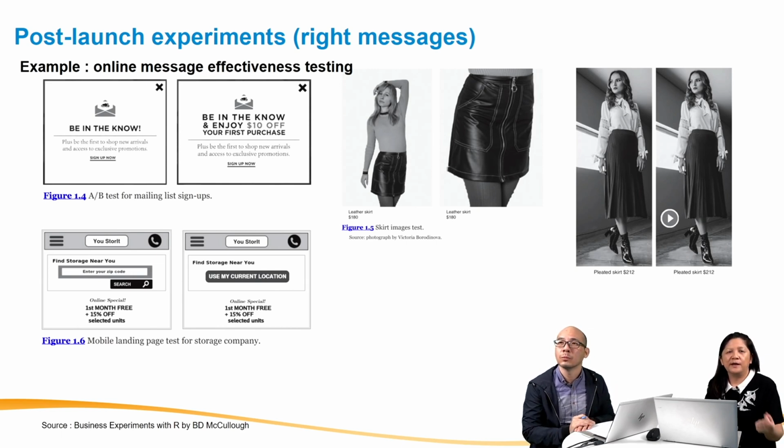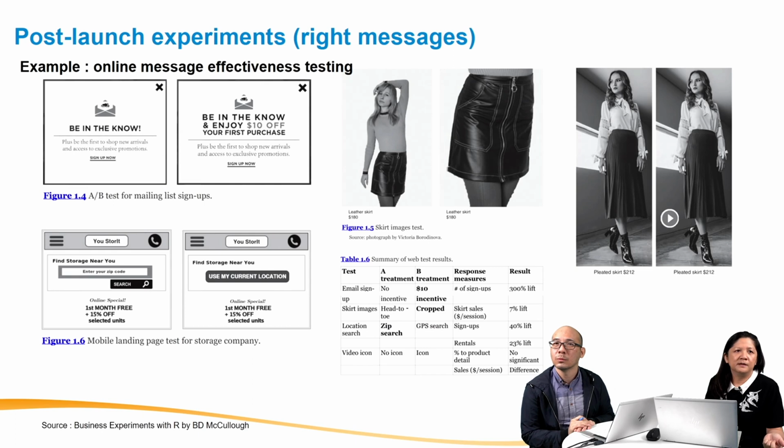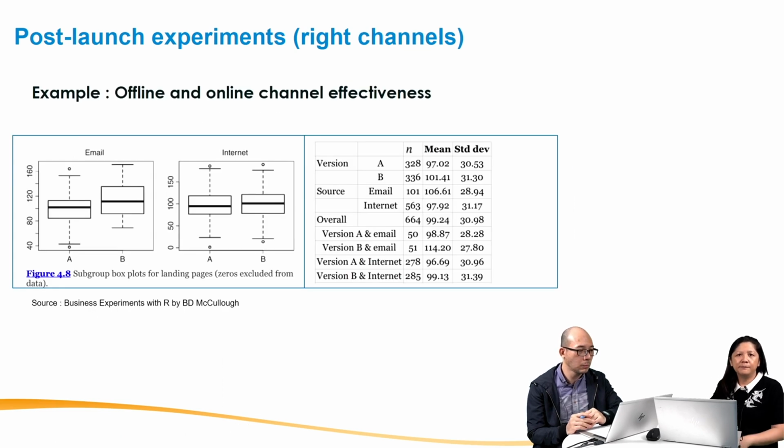So any guesses for any of these approaches? It turns out that for the first one, in terms of email sign-ups, giving a $10 off incentive can actually help to stimulate the first purchase. At the bottom, having this button that is able to identify the current location will enable more click-through using the zip search. And of course, for the skirt image, the cropped one is much better. And it turns out that for the video icon, there's not much difference. So these experiments can be used to test very efficiently in the online space.